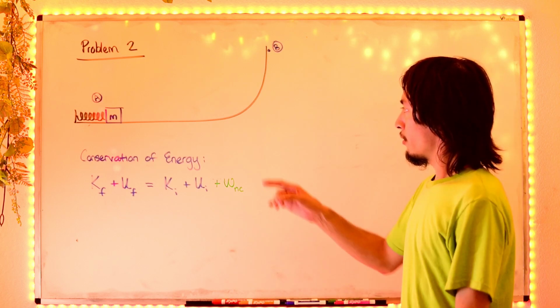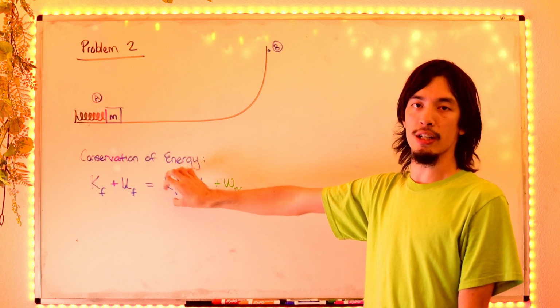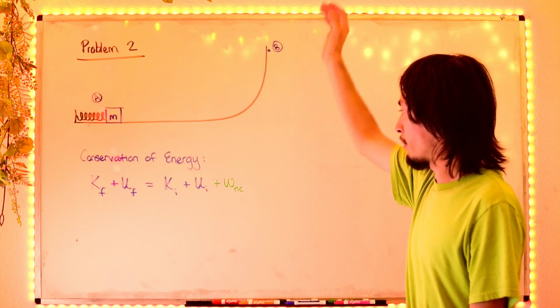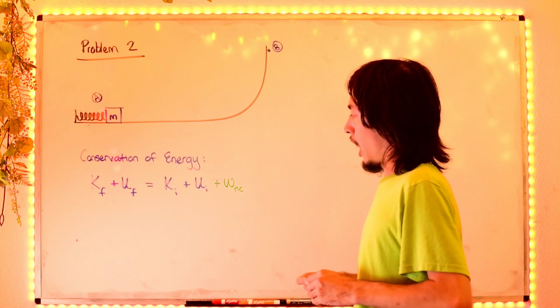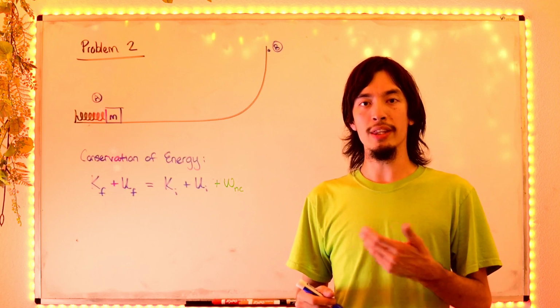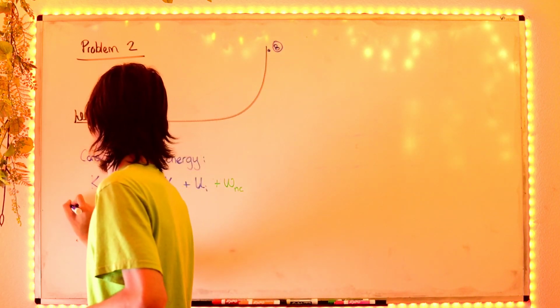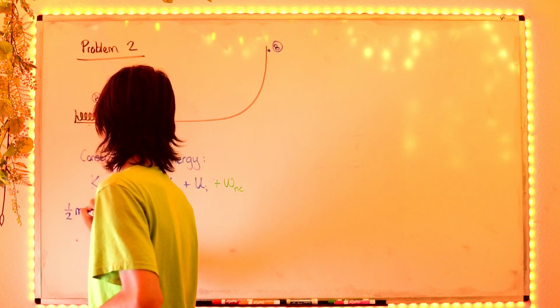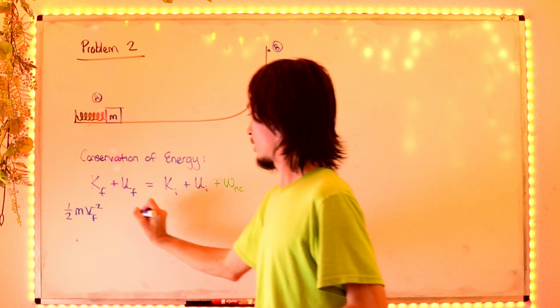So A is going to be my initial, so I can talk about the kinetic and potential energy initial, and point B is going to be my final. Same thing there. So I'm going to expand out each term into what they are respectively. So for instance, kinetic energy is 1/2 mv squared. This is the final in this case.